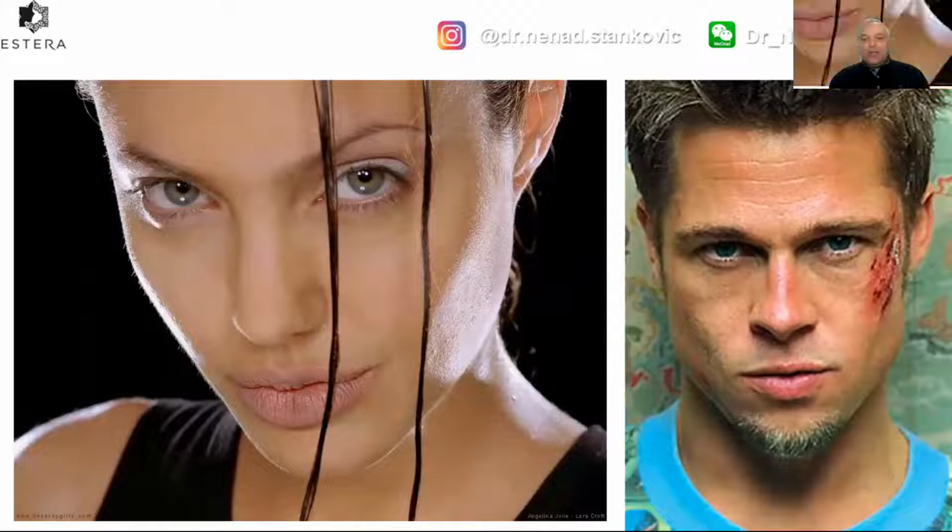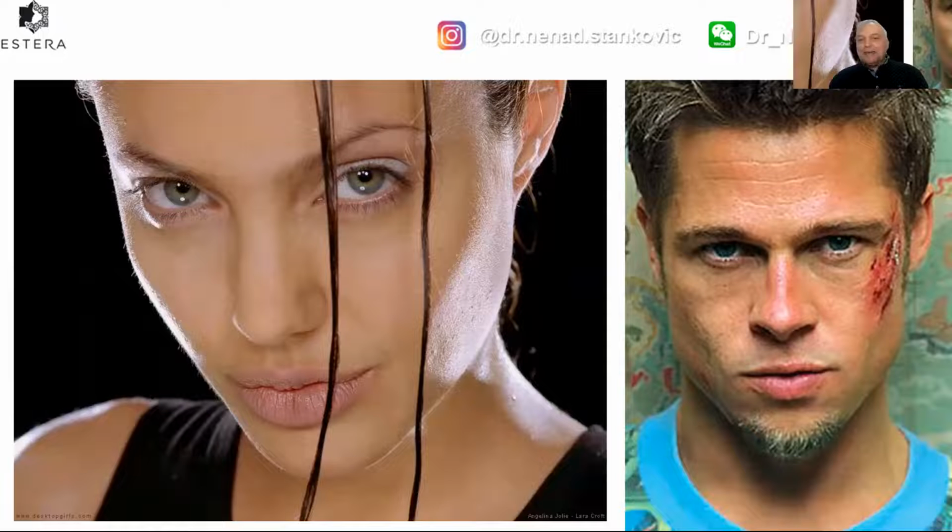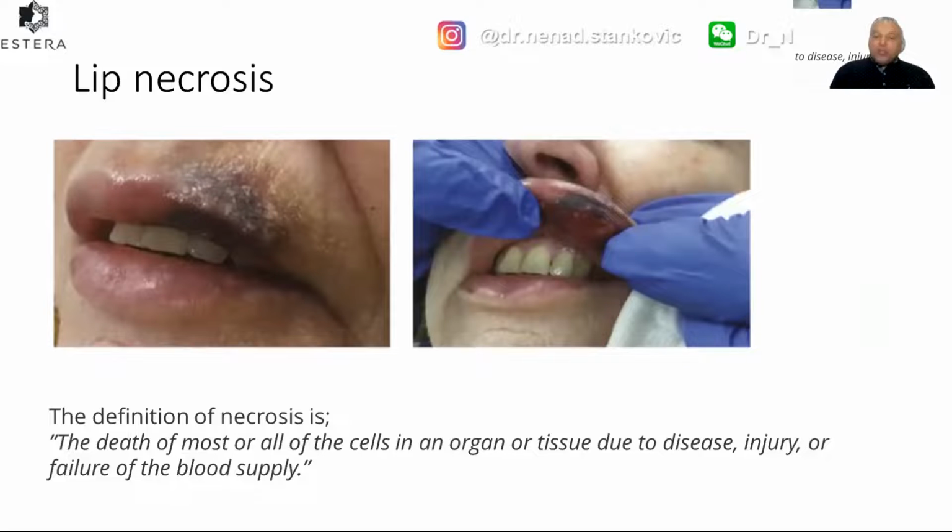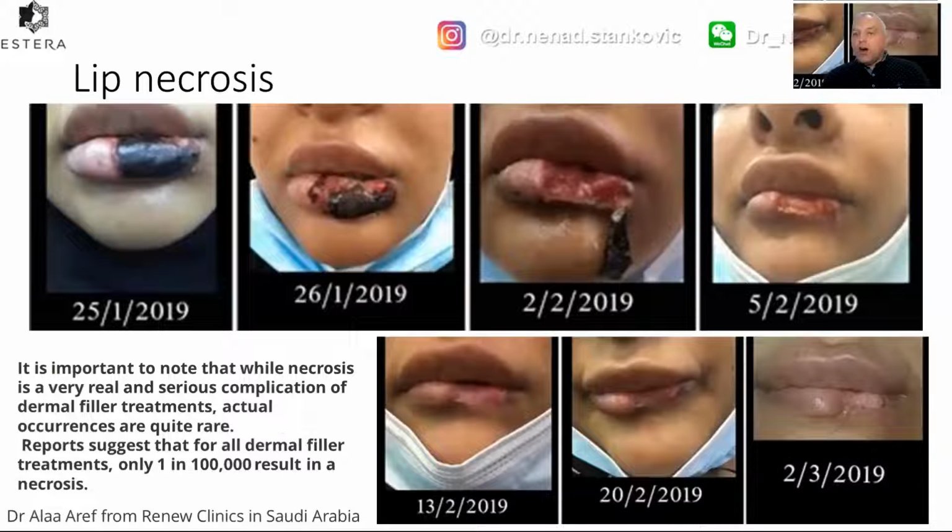And then if we look at Brad Pitt here, we see that actually his upper lip is 3 times smaller than his lower lip. So this is good for men, completely good and nice. Fortunately, that is not something that happens very often.